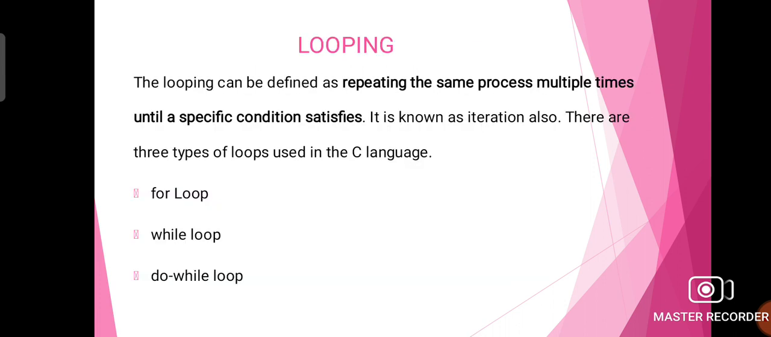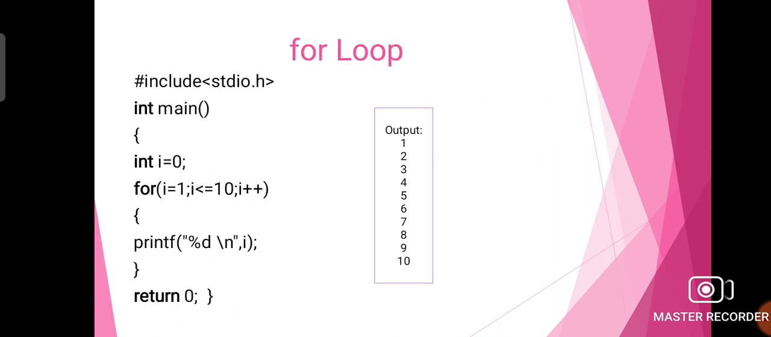And an important thing is looping. A looping statement is used to repeat some process, repeating the execution a number of times until a specific condition is satisfied. Looping is otherwise called iteration. Commonly we use 3 looping statements in C programming: for loop, while loop and do while loop. First, the for loop.